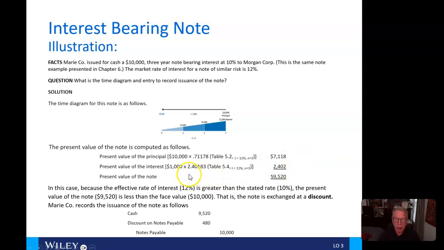$7,118. We do the same thing for the present value of an annuity of $1,000 for 3 periods, and we get $2,402. That totals $9,520, leaving us a discount of $480. So we receive that cash, we debit cash $9,520, and we'll also debit discount on notes payable for $480, and we'll credit the full face amount as notes payable for $10,000.